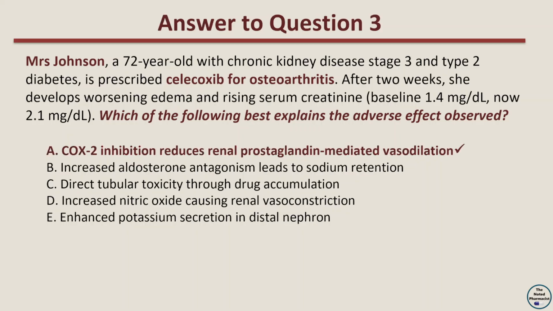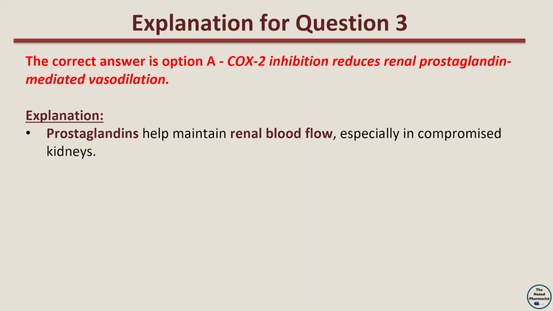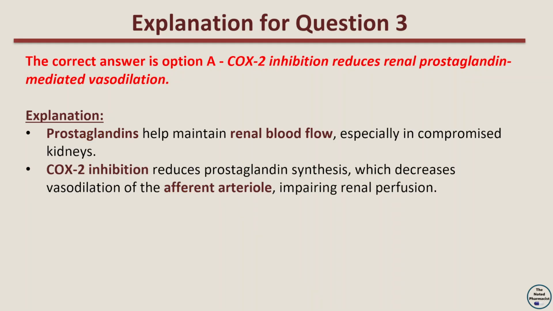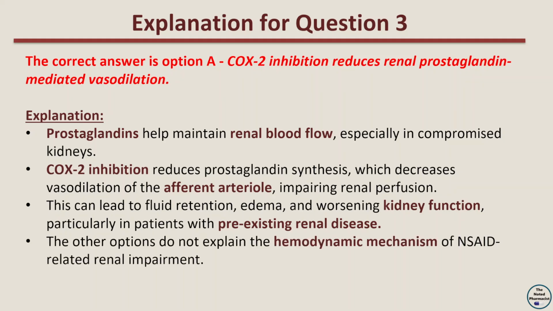The correct answer is option A. COX-2 inhibition reduces renal prostaglandin-mediated vasodilation. The explanation is that prostaglandins help maintain renal blood flow, especially in compromised kidneys. COX-2 inhibition reduces prostaglandin synthesis, which decreases vasodilation of the afferent arteriole, impairing renal perfusion. This can lead to fluid retention, edema, and worsening kidney function, particularly in patients with pre-existing renal disease. The other options do not explain the hemodynamic mechanism of NSAID-related renal impairment.